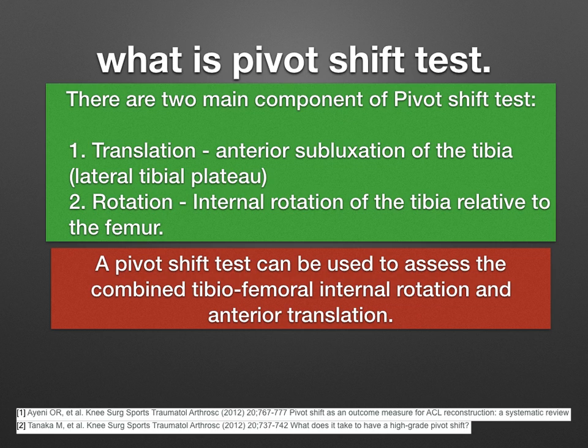There are basically two main components of the pivot shift test. These are translation, in which there is an anterior subluxation of the tibia, to be very specific, anterior subluxation of the lateral tibial plateau, and rotation. That means there is an internal rotation of the tibia relative to the femur. So a pivot shift test can be used to assess the combined tibio-femoral internal rotation as well as anterior translation.